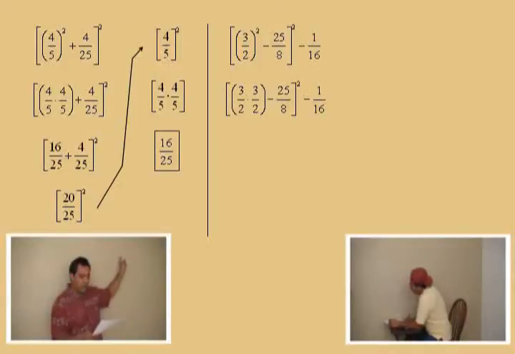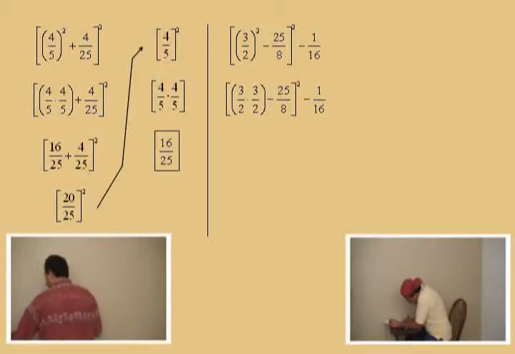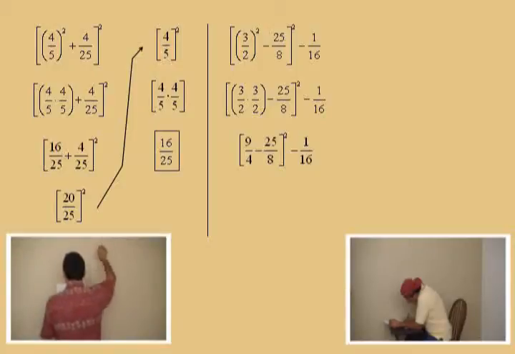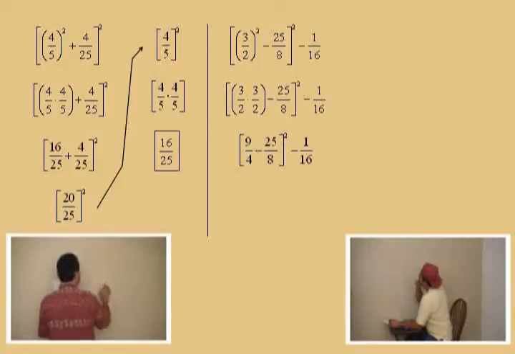Okay, Charlie, what is 3/2 times 3/2? 9/4. Very good. So we'll go ahead and write that down. Okay, 9/4 minus 25 over 8. Now remember, we've got to work out that bracket there, but we have 9/4 minus 25 over 8.